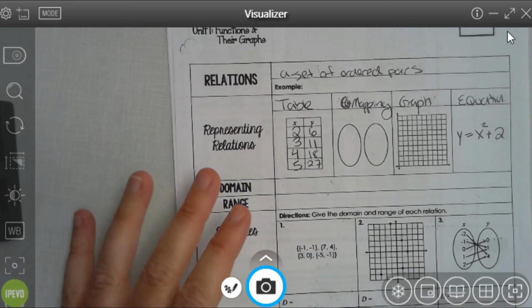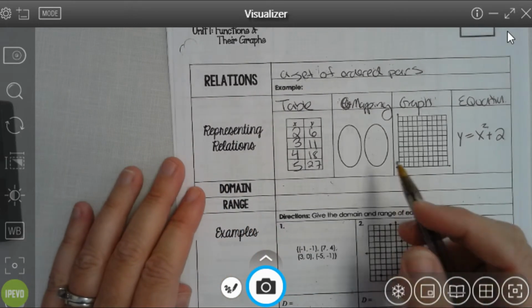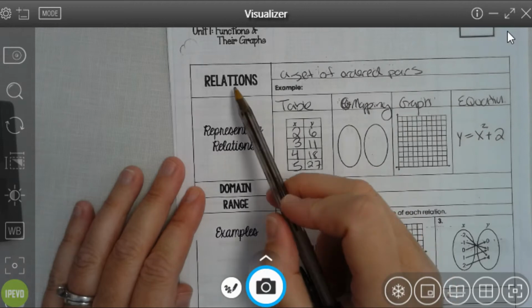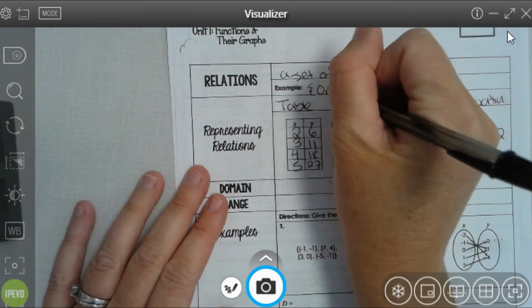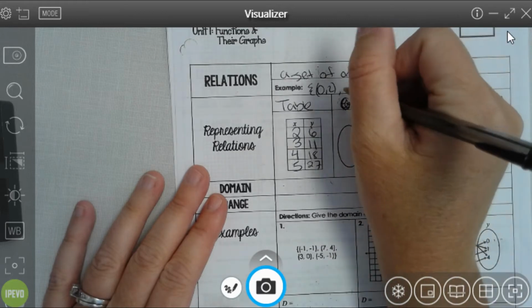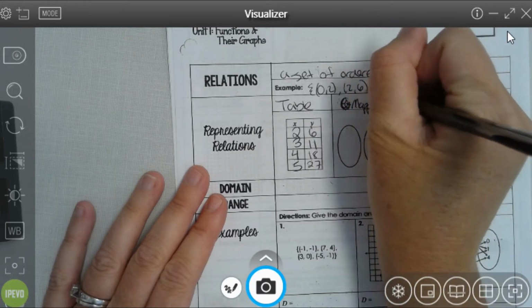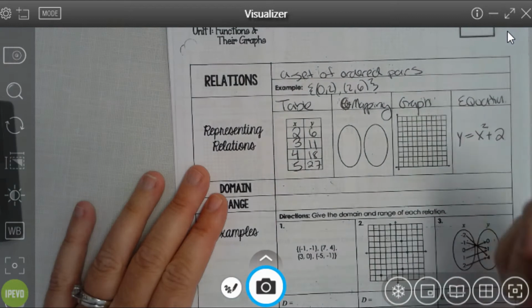All right, so today we're going to talk about relations and domain and range. So first, when you have a relation, it's a set of ordered pairs. An example of an ordered pair would be like (0, 2). Maybe we have the point (2, 6). There are lots of ways we can represent these.